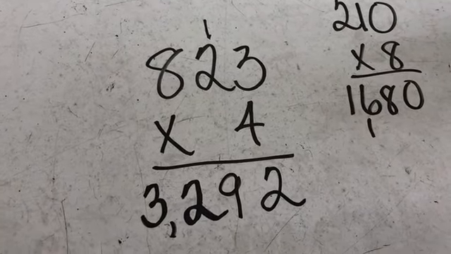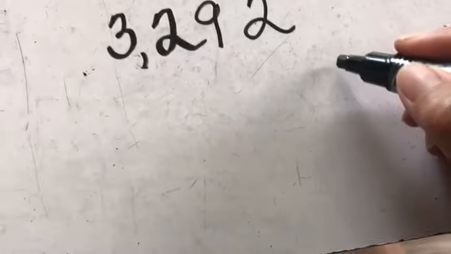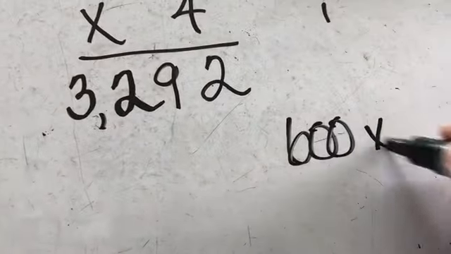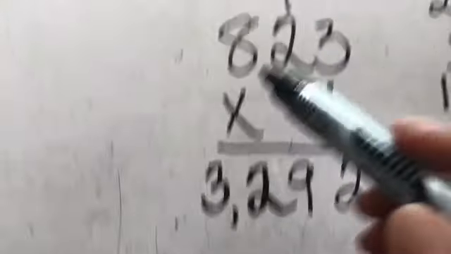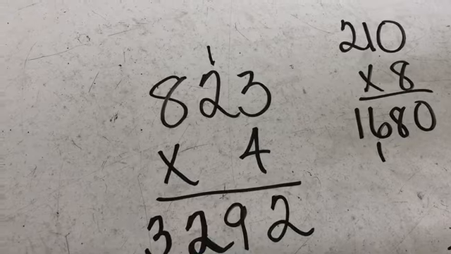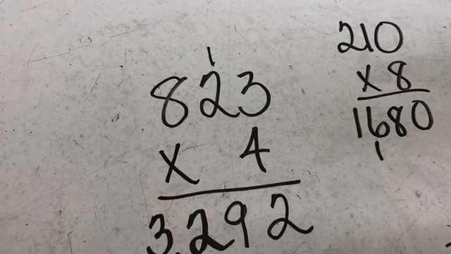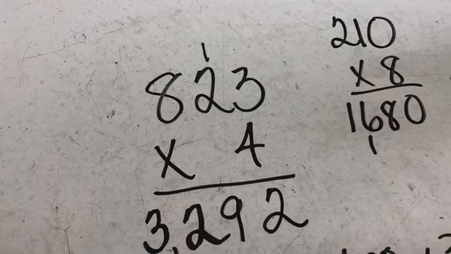I'm seeing people doing that, and it's okay if it's as easy as 600 times 3. I'm okay with that. I think you can do that one. But when you get numbers that aren't as easy to work with, I do want you to convert them into a vertical problem.